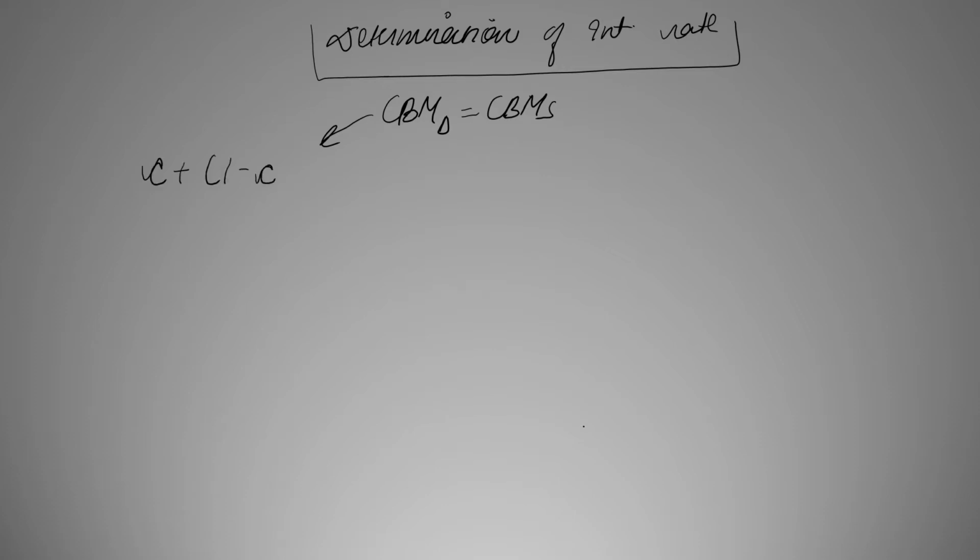Now as discussed earlier, interest rate is determined at the equilibrium position, which is when demand for CBM equals supply for CBM. We discussed that demand for CBM can be denoted as C plus (1 minus C) theta MD. But we have not talked about CBMS, which is supply for CBM.